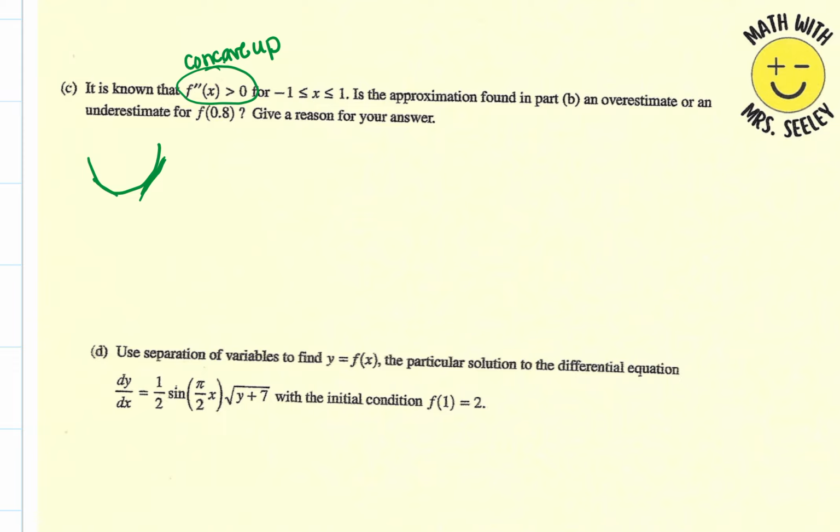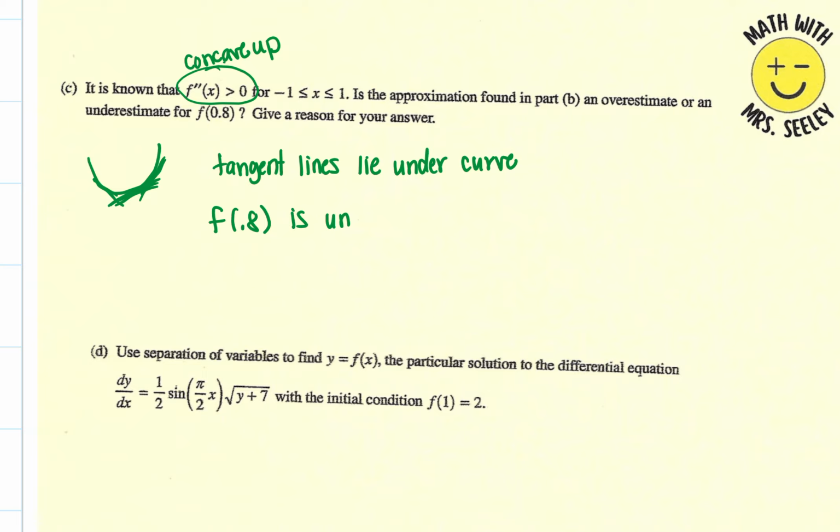So those tangent lines, wherever they may be, are going to be underneath the curve. The tangent lines lie beneath the curve. So if we're using something underneath as the approximation, that means that f of 0.8 is an underestimate. If you got that it was an underestimate with a reason, give yourself a point. One of the things that they're looking for is that you mention concave up. So look for that.